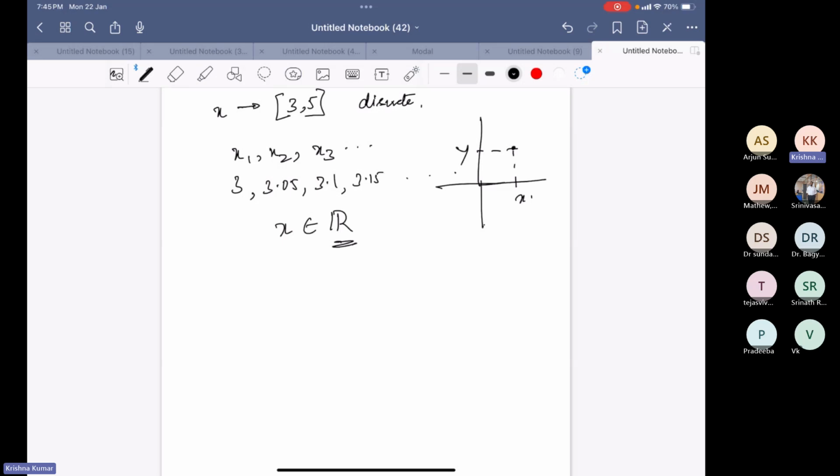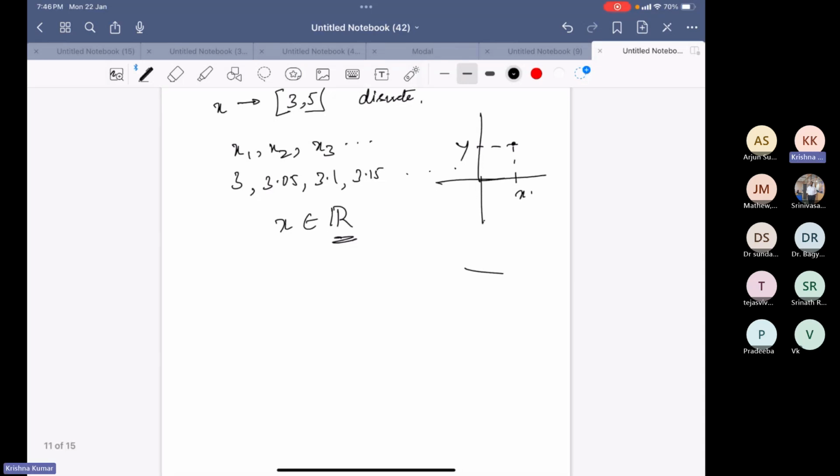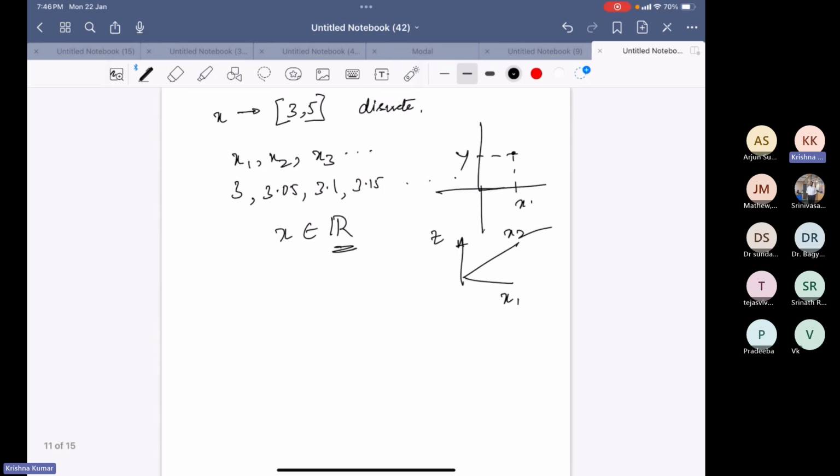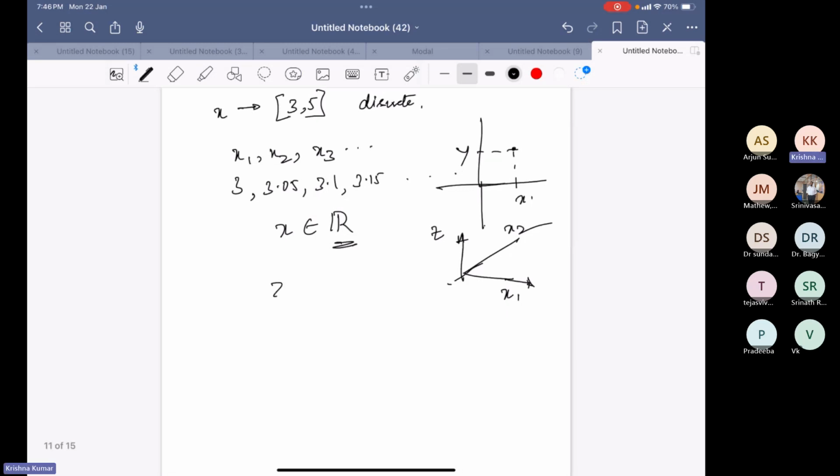So this is in 2 dimensions. All of us are familiar. But sometimes I may have to increase the dimension. For example, I will have something like this. This will be, say, z. This will be x1. This will be x2. So I hope you understand that it's in 3 dimensions: x1, x2, and z. So I will say z is a function of x1, comma x2.